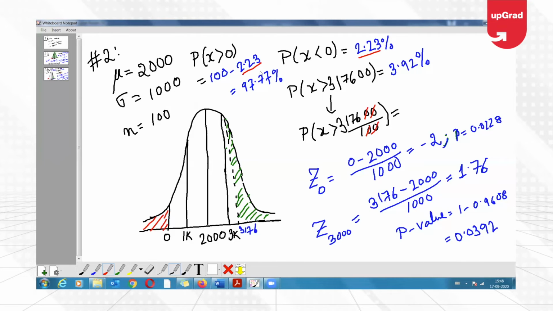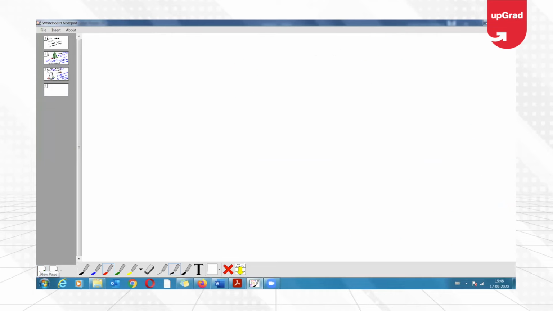So now we have solved two problems using z-score and p-value. Now let's take one step further and look at hypothesis testing. The steps are not going to be much different, only some small tweaks here and there. So let's start by looking at a problem of hypothesis testing.